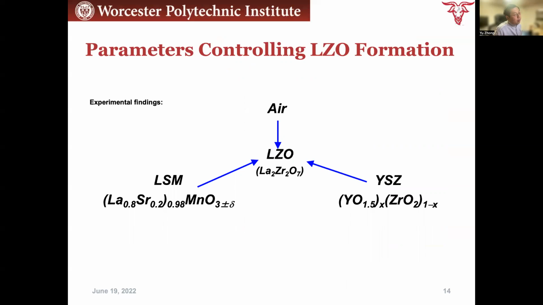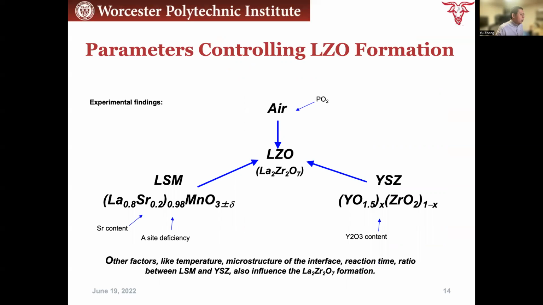From the thermodynamic analysis, we know that the LZO formation will need air, LSM, and YSZ. And there are a lot of parameters there: strontium content, the A-site deficiency, the zirconium content, the oxygen partial pressure, and many other parameters like temperature, the microstructure, reaction time, the ratio between LSM and YSZ. All of these will affect the LZO formation. So if you design the experiments, you will realize it is very difficult for you to figure out the mechanism because there are so many parameters there.